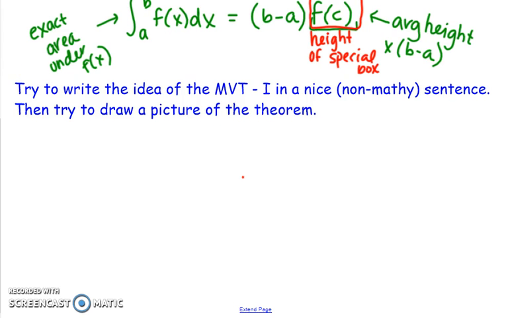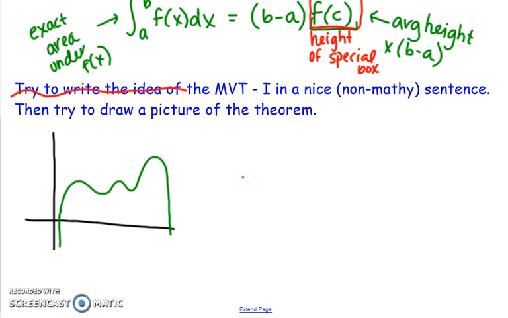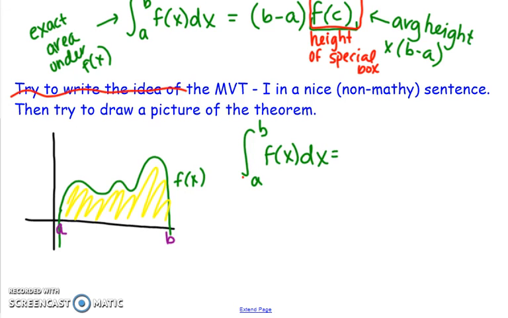Thinking about a sketch, we're not going to write it, we're going to draw it, of our theorem. If I create some function, call this f of x, and say this is a, this is b. If I wanted to find this area underneath the curve, I know that I would have the integral from a to b of f of x dx. That finds that yellow area, or the area underneath the green curve.